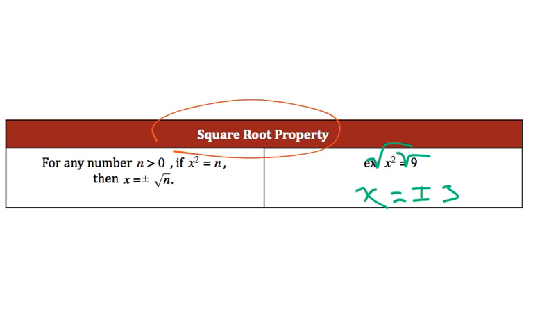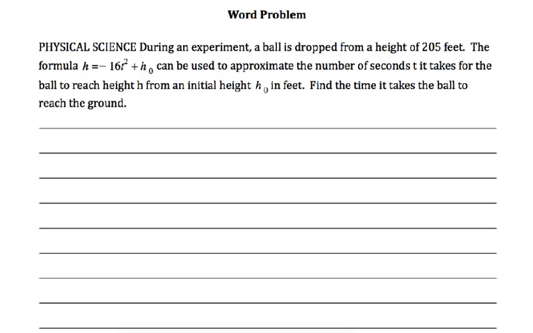So this is probably something you're not uncomfortable with, and that's probably telling you that they're going to take it to a different level. So they want us to look at this word problem first. Pause this if my reading of it doesn't give you enough time to process it. During an experiment, a ball is dropped from a height of 205 feet. The formula h equals -16t squared plus h sub 0.